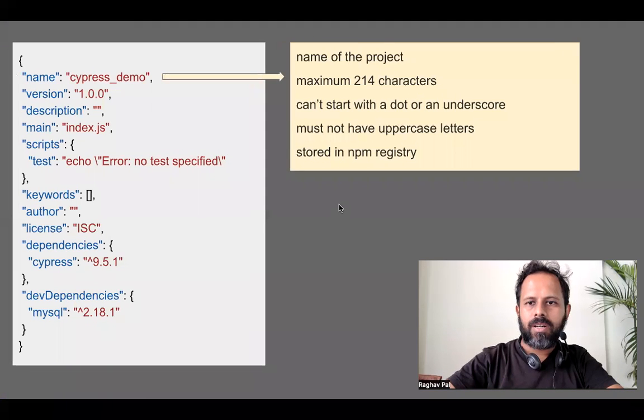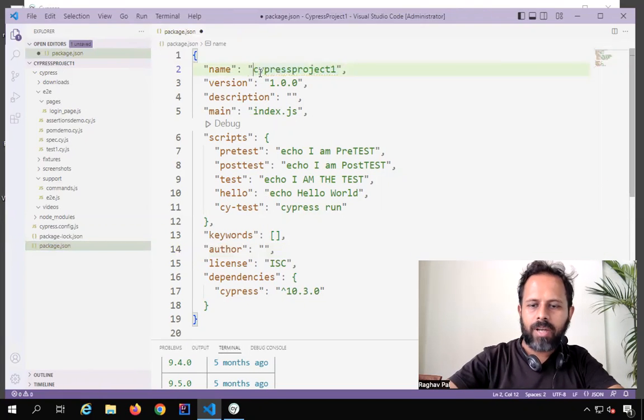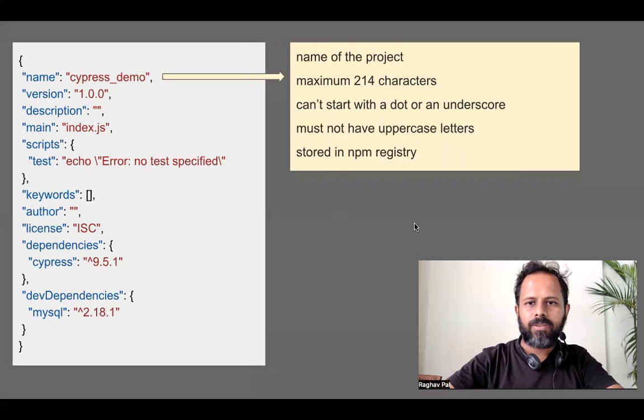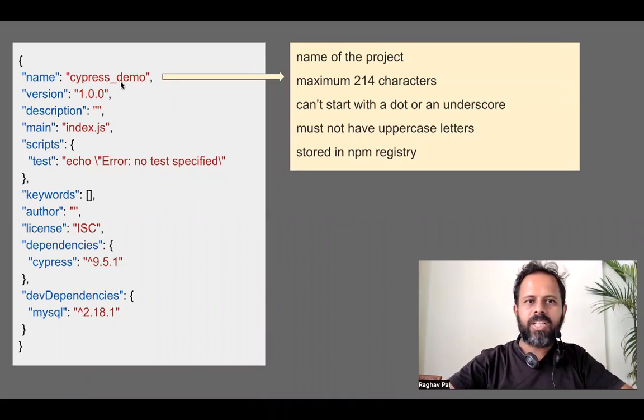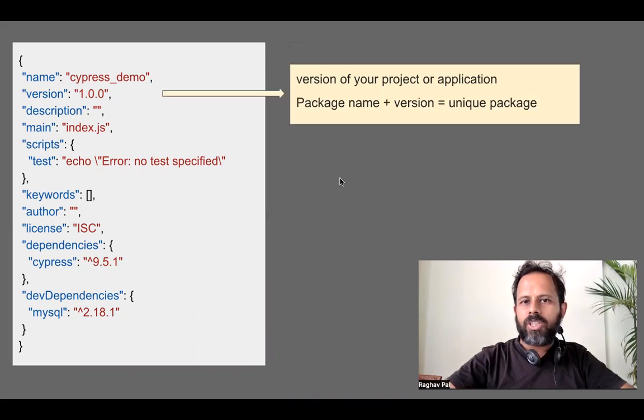So it should not have an uppercase letter. And if I try to add an uppercase letter, again, you can see I'm getting an error here. Whatever name you have here, with this name, your project gets registered in the NPM registry. If you put your project in an NPM registry, this is what will be the name of the project there. Then you can have a version number. So you can put the version of your project here, and the package name and the version number make a unique combination for your project.